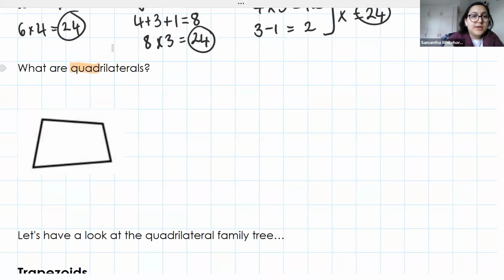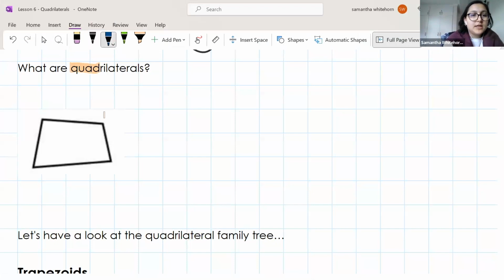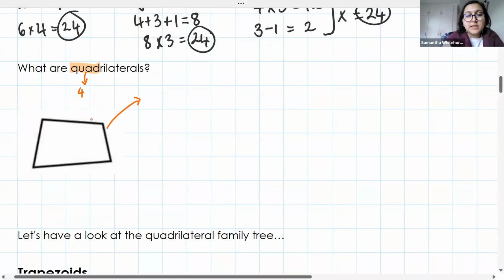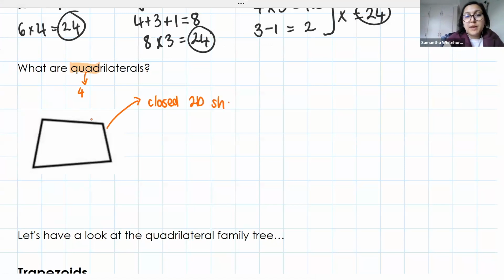Right, so if we just break up this word, the prefix quad means four. We can relate this four like we did with triangle and tri in a couple of different ways. The first characteristic of a quad is that it is a closed 2D shape, or a plane shape, I think Zintley put that in there, that has four sides.